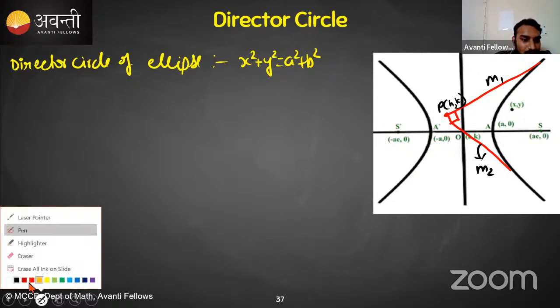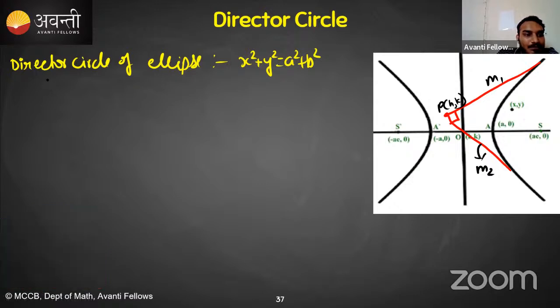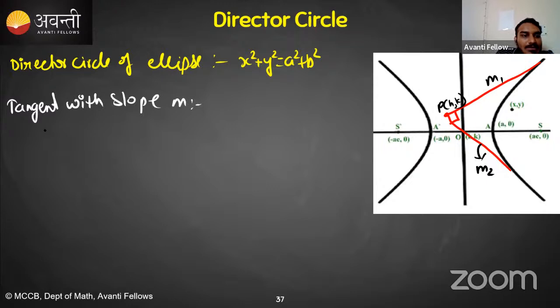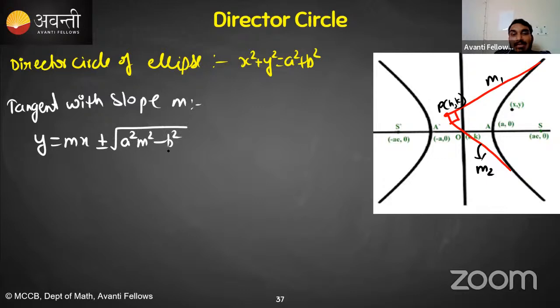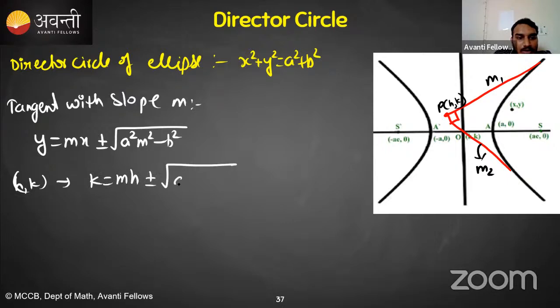Let the equation of the tangent be, tangent with slope m on hyperbola: y is equal to mx plus minus under root of a square m square minus b square. But this tangent is passing through the point h comma k, so h comma k should satisfy it. Means k is equal to mh plus minus under root a square m square minus b square.